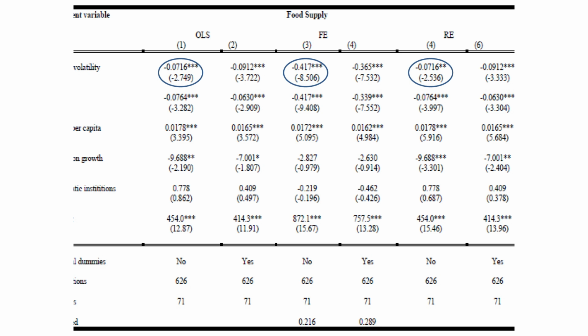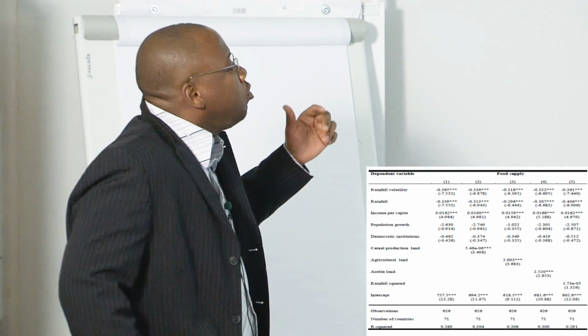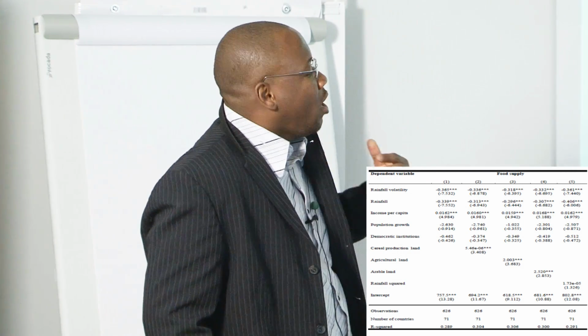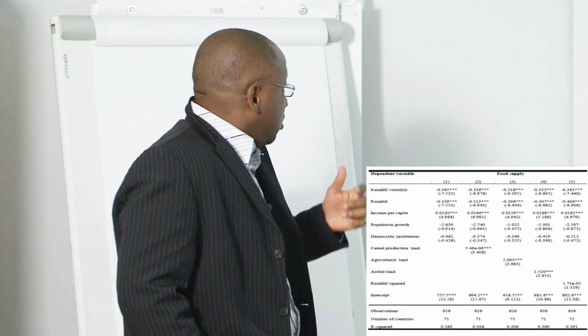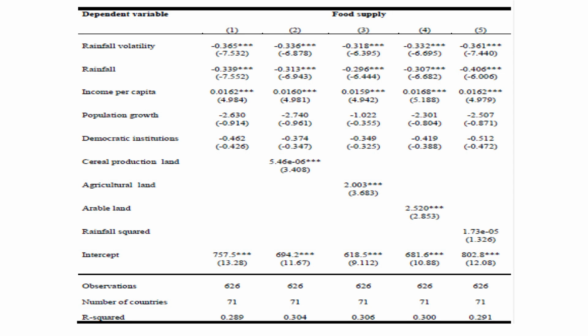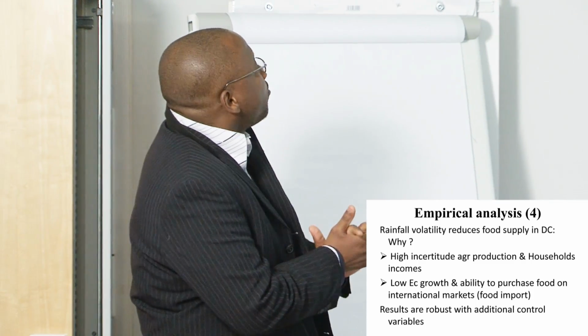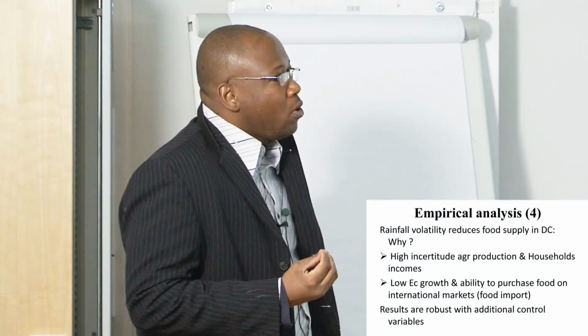What we see is that rainfall volatility has a negative effect on food supply, whatever the estimate we use. But we'll focus on fixed effect. And after that, we include in our estimate additional control variables to see if our results are robust. We include cereal production, agricultural land, arable land, rainfall square, and we see we have the same result. We find that rainfall volatility reduces food supply in developing countries.